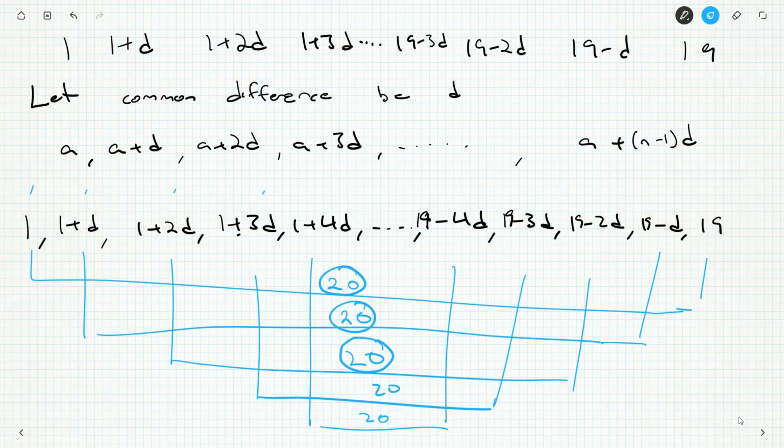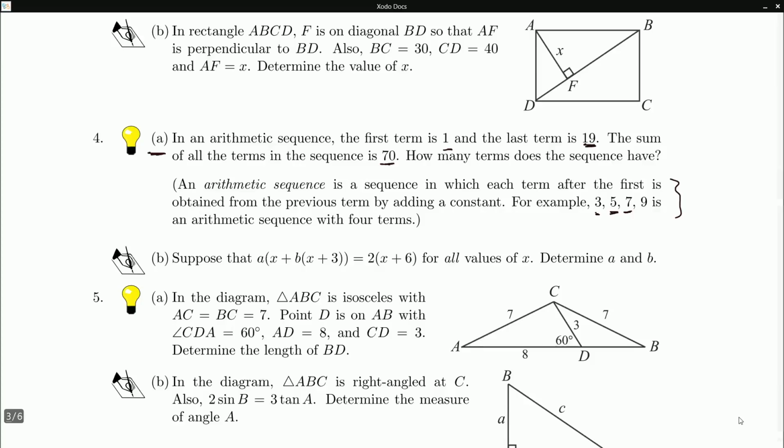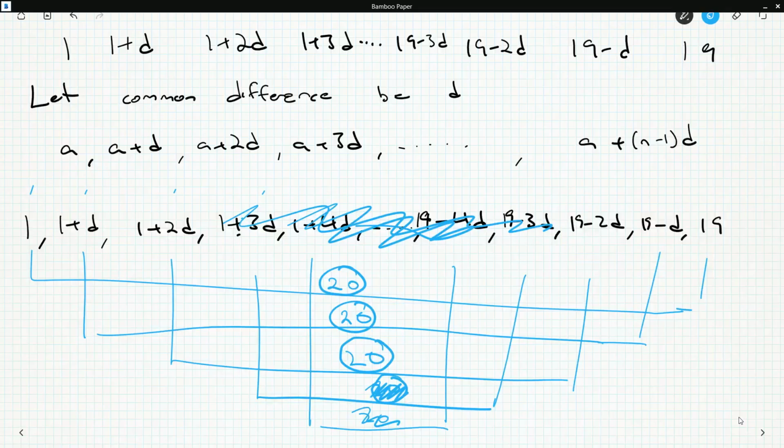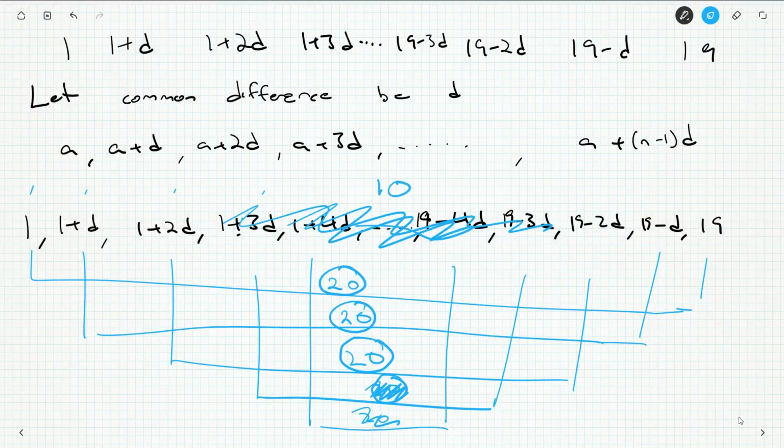So 20, 20, 20, that's 60. If I added on another 20, that would be 80, and that would be too much. So I guess I don't have that many terms, or these middle terms. So I don't need these. Okay? So just with 3 terms at the start, 3 terms at the end that are different, I get 20, 20, 20, and that's 60. But that's not enough. The sum they tell us is 70. 60, not 70. So we're missing a 10 in the middle.